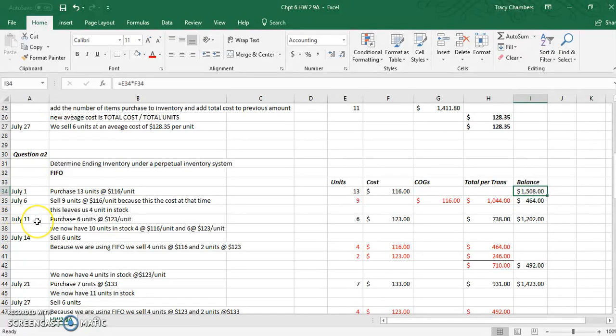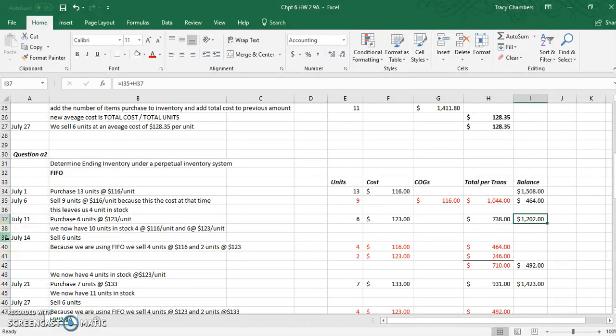On July 11th, we purchased 6 units at $123 per unit. So we have 6 units, $123 per unit. Our total transaction is $738, and our balance forward is the $464 plus the $738 gives us $1,202. And we now have 10 units in stock. We have 4 in stock at the price of $116, and we have 6 in stock at the price of $123 per unit.